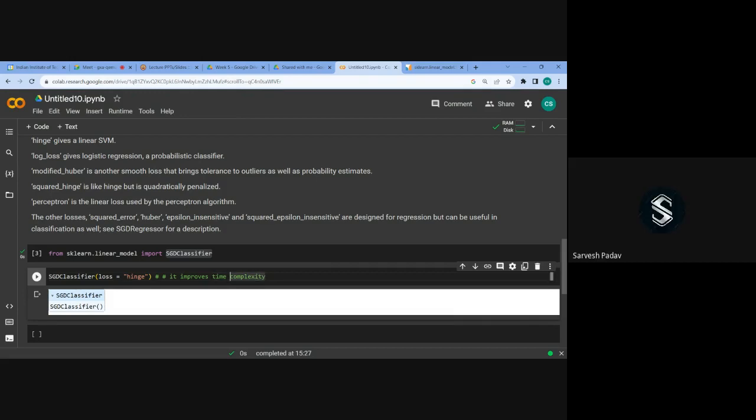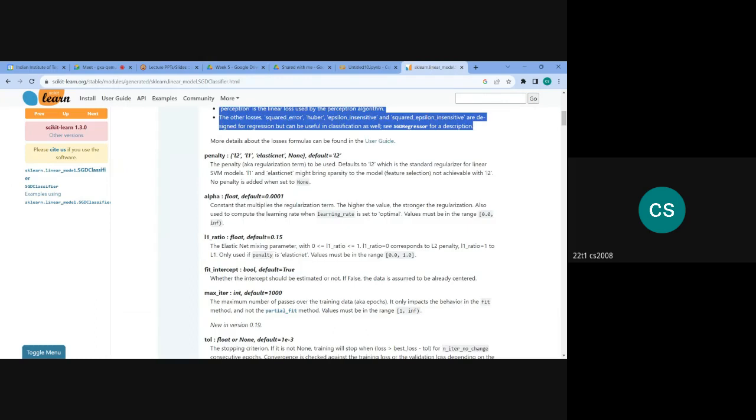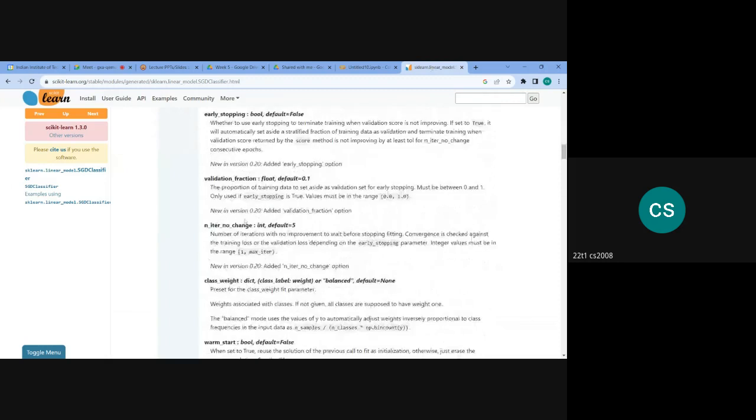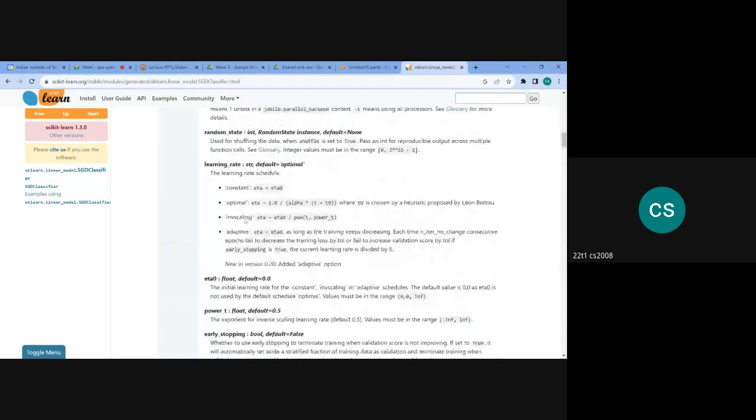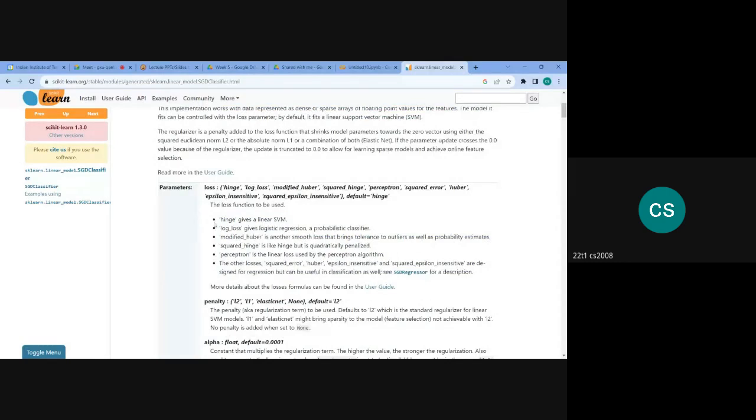Sir, so SGD classifier with loss equal to hinge, does it execute linear SVM or any other SVM? Like we also have this kernel option in SVM. Correct, kernel options are there, but it applies like linear SVM only. But I think kernel it can do. Okay, no, we can't do, it's like linear SVM only.